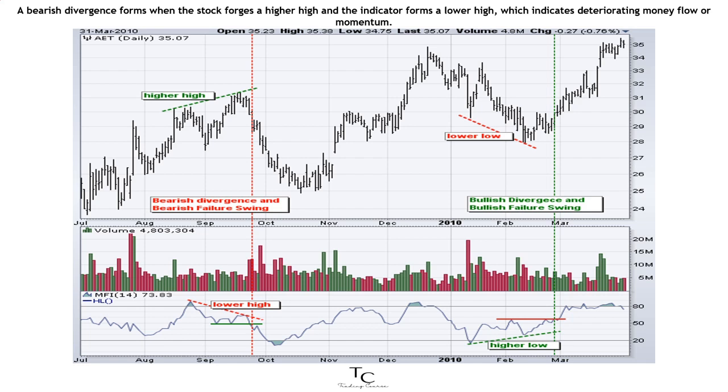A bearish divergence forms when the stock forges a higher high and the indicator forms a lower high, which indicates deteriorating money flow or momentum. Based on the chart on the screen, a bearish divergence and failure swing formed in August-September.